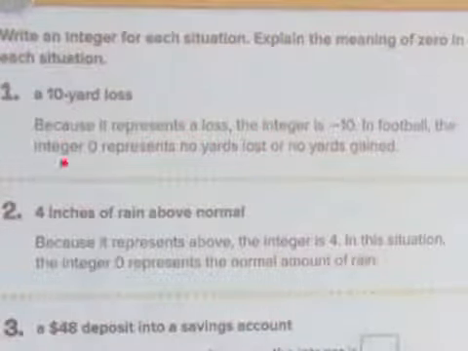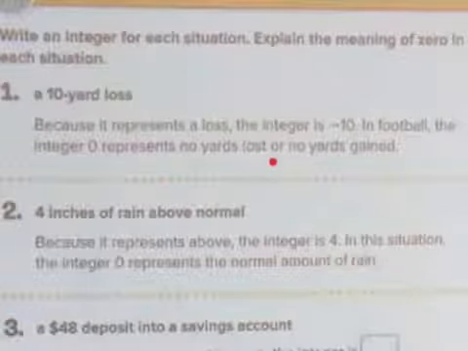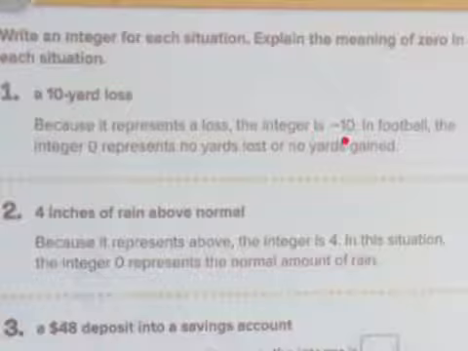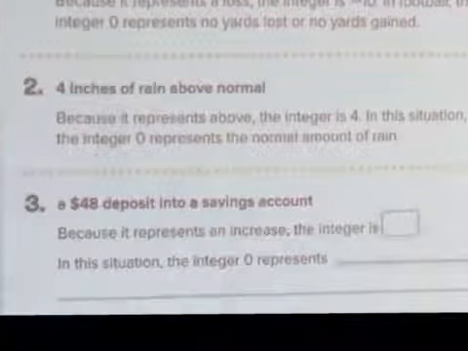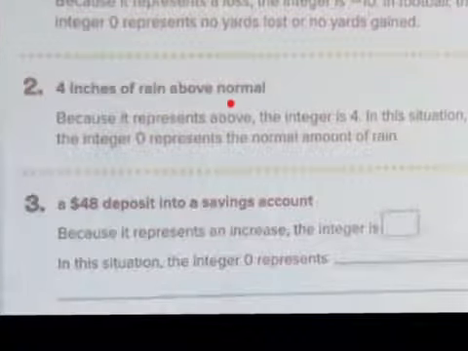In football, the integer 0 represents no yards lost and no yards gained. Okay? 0 yards lost, 0 yards gained. But if you lose 10 yards, it's negative 10. Okay, let's see example 2. 4 inches of rain above normal.